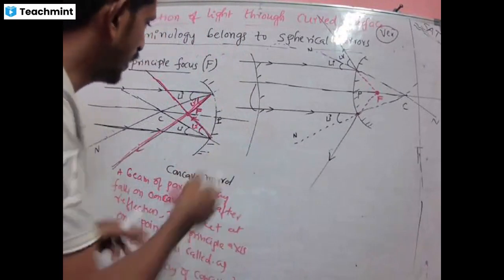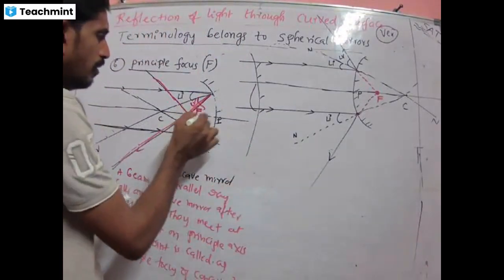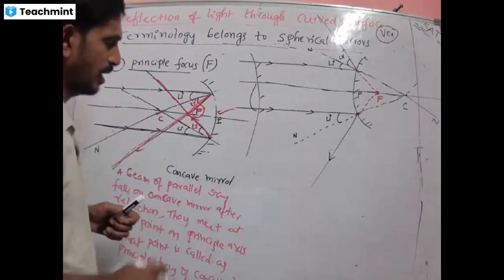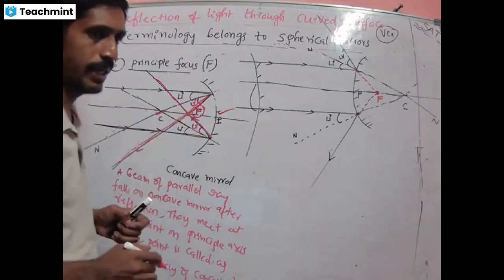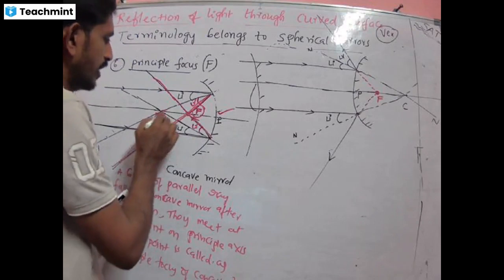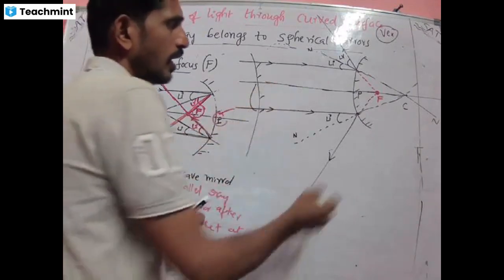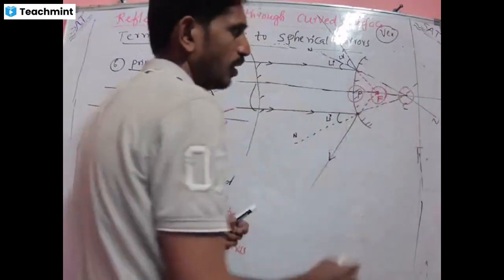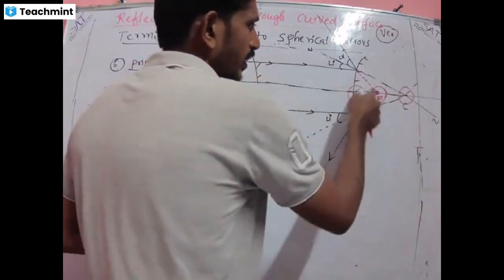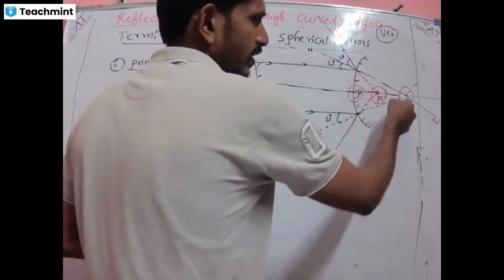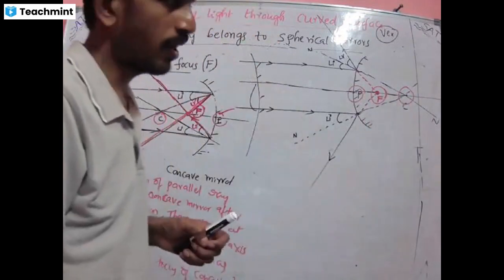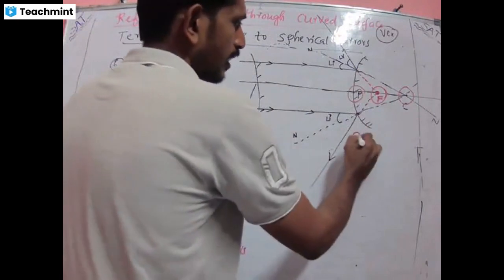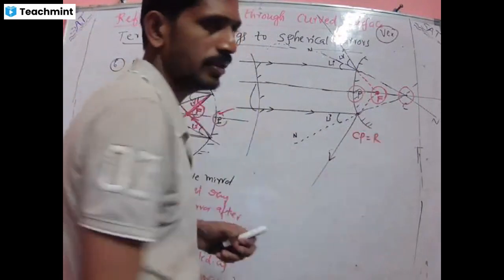If you observe here, the principal focus is always between the pole and the center of curvature, exactly at the midpoint of the center of curvature and the pole. In this case also, the principal focus is between the pole and the center of curvature. So the focus divides the radius of curvature into two equal parts. CP is equal to R.